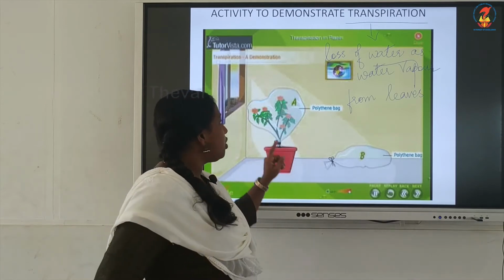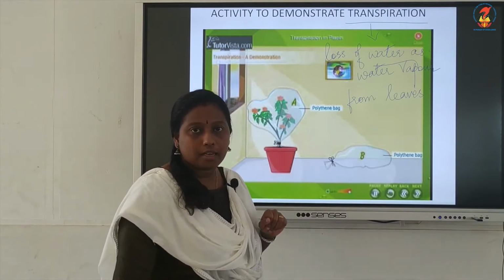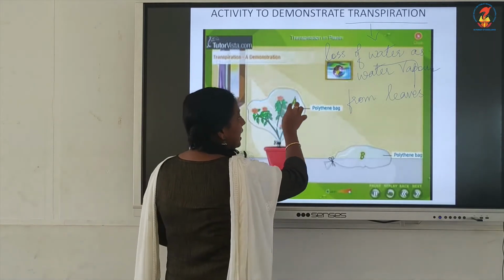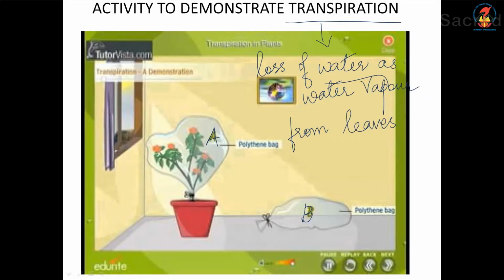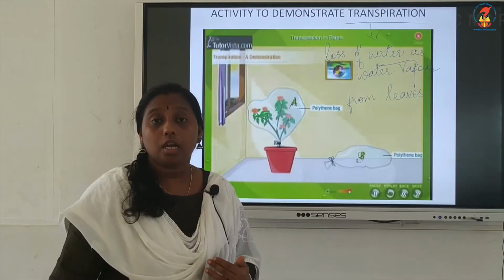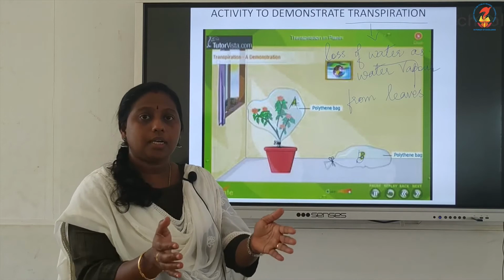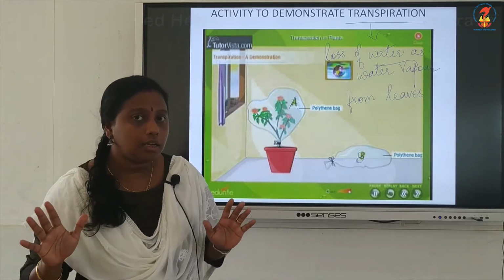One polythene cover you label as A, and the second polythene bag you call B. So, there are two polythene bags. One you call A, the other, for our ease, we call B. Now, one more thing we require: a healthy potted plant. A plant which is planted in a pot and it should be very healthy. Okay, so now we will start the experiment.